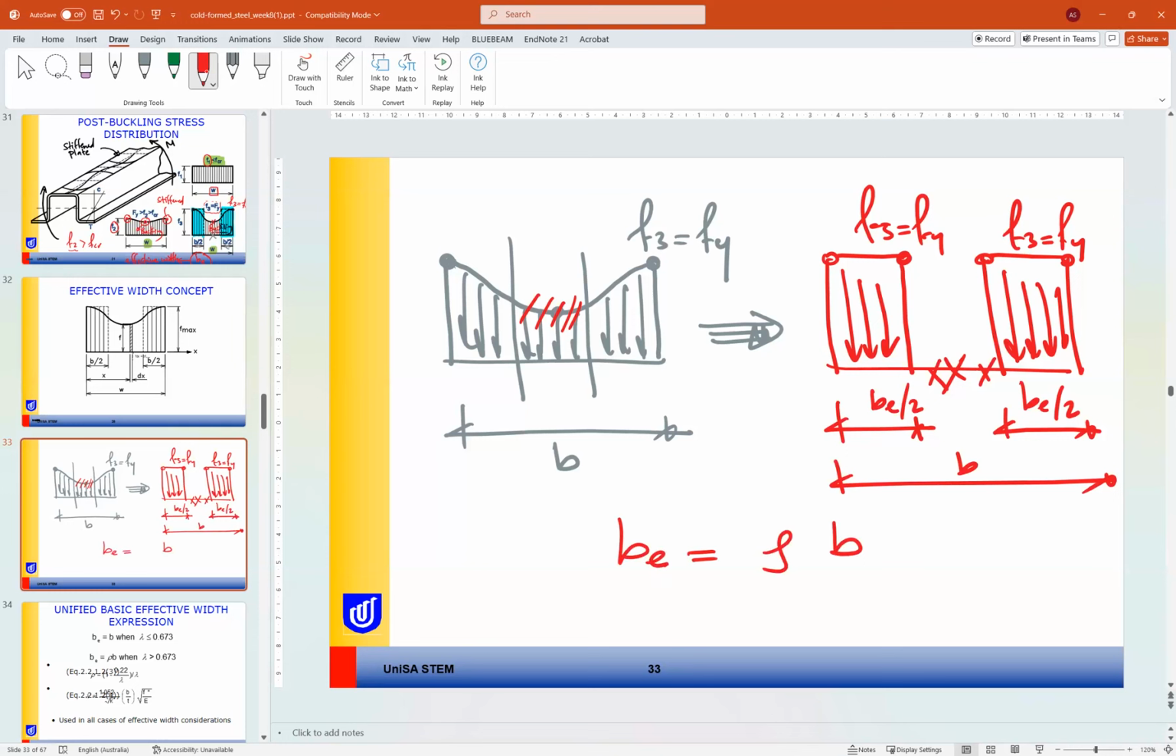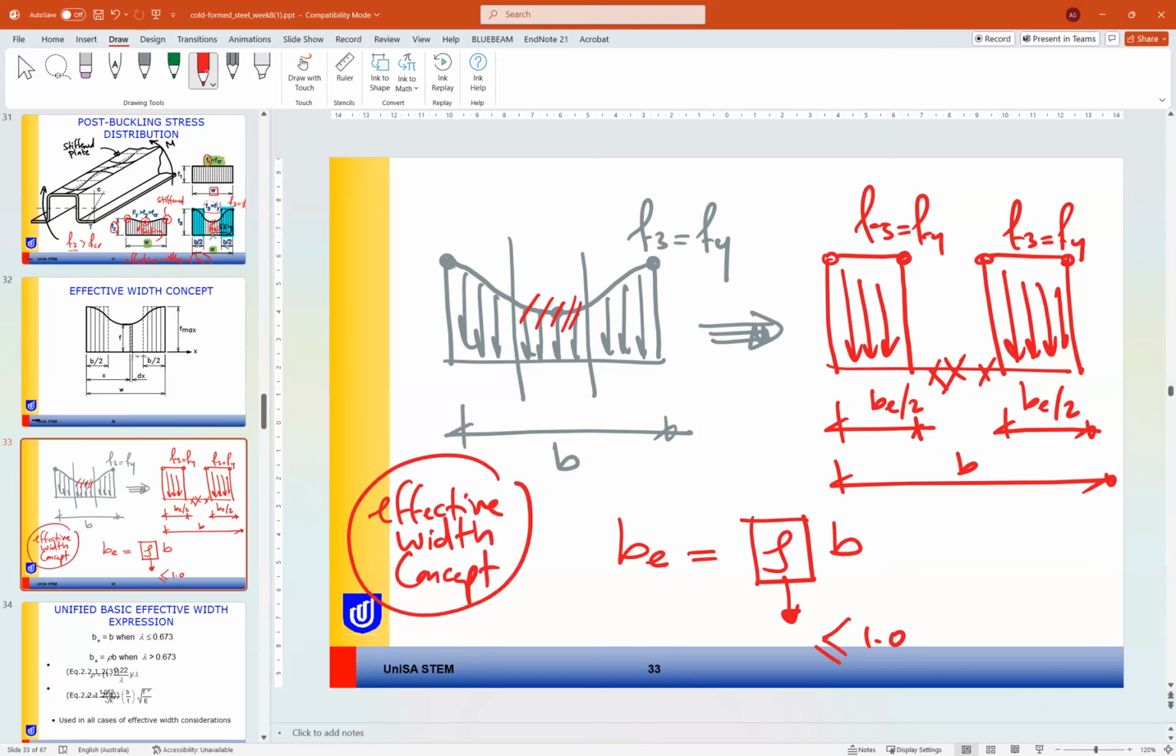B effective equals rho times B, where rho is a factor less than or equal to 1. So this is the effective width concept, just to simplify and get an equivalent section compared to the actual section. Again, we have this concept due to local buckling of the member.